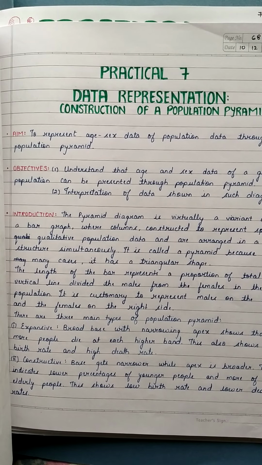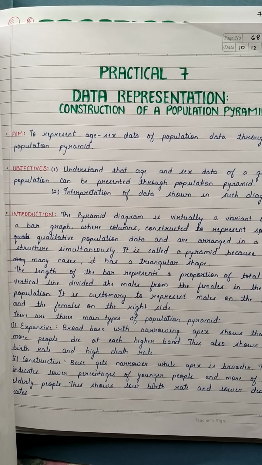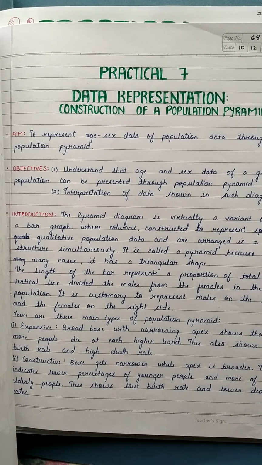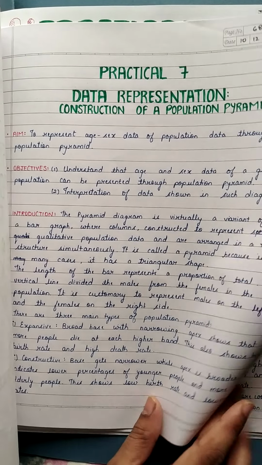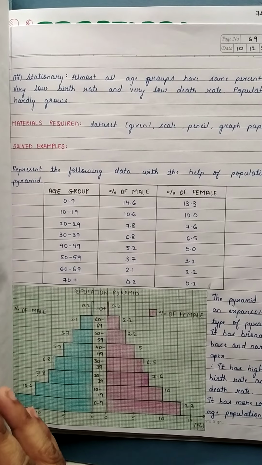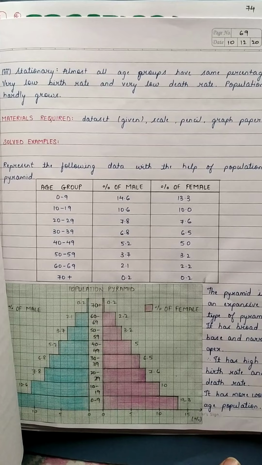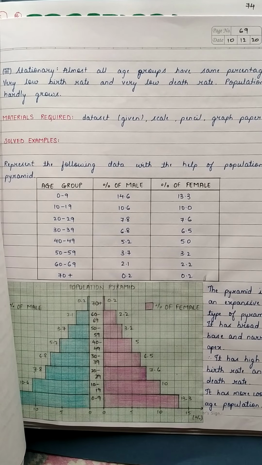First we'll write aim, then objective and then introduction. In the introduction you'll write what is a population pyramid, how to design the population pyramid, and you have to write the three types of population pyramid, that is expansive, constructive and stationary. So this much theory part is required. Then you need to write the material required for your practical and the solved example which is already given here.